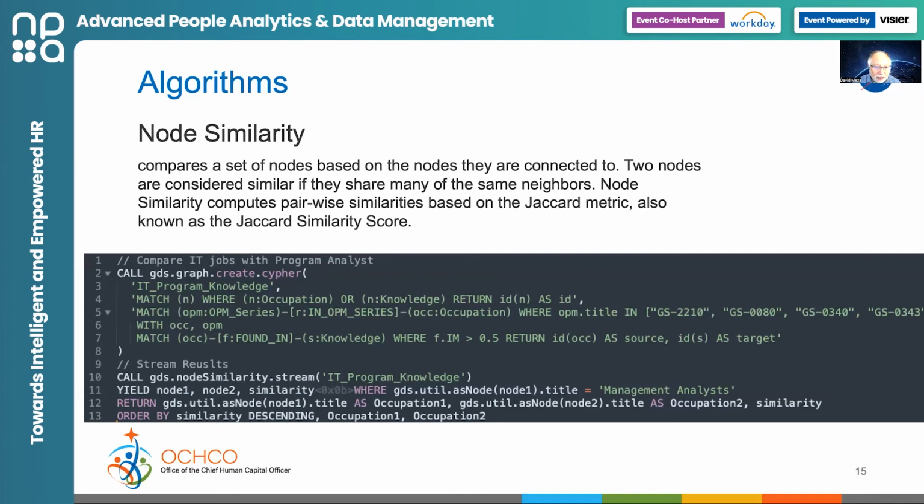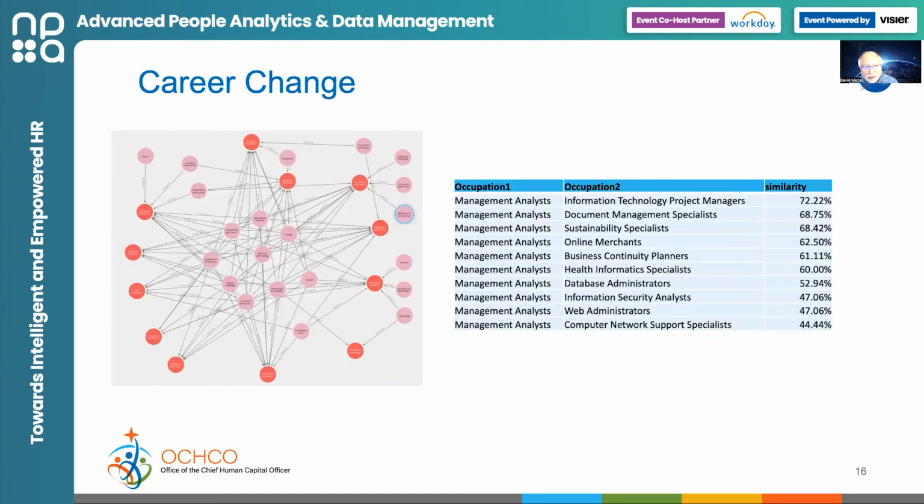Once I've pulled out that graph, I can now run a similarity algorithm against it to say, I want to compare my current job. Let's say I'm a management analyst. I want to compare my job to find out what other jobs are out there based on common knowledge that I might be able to do. After running that algorithm, I get a graph that looks something like this on the left-hand side, showing the various different occupations. On the right-hand side, you can also pull it out as a table showing that occupation 1, management analyst, is what I currently have.